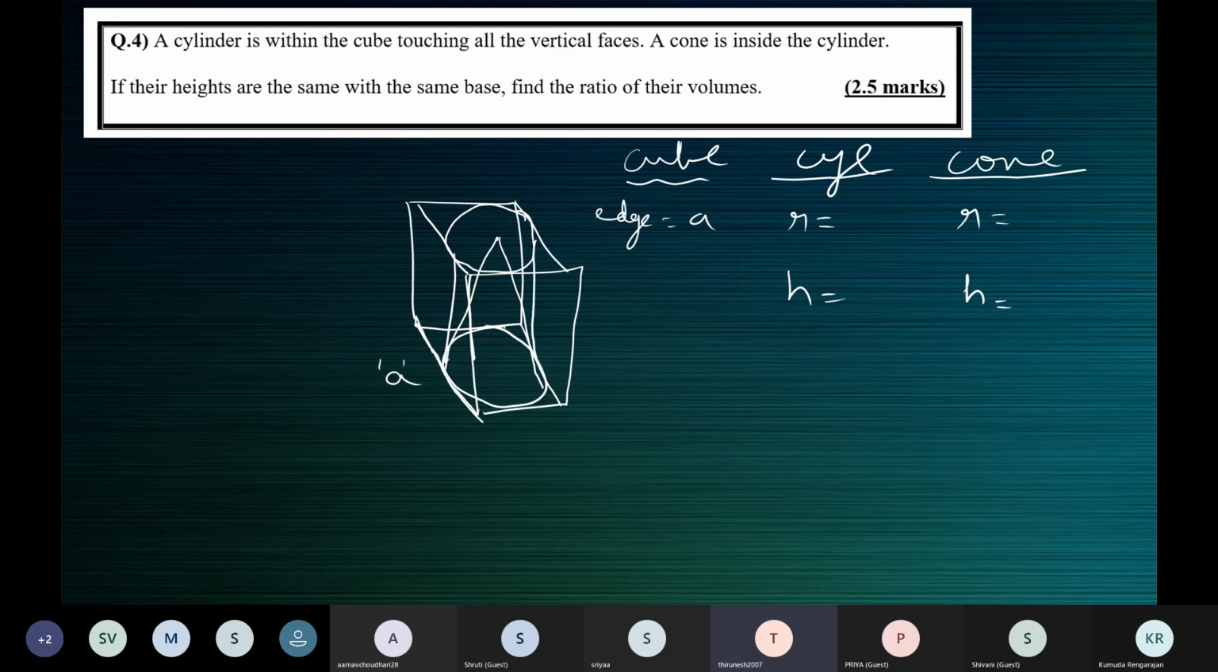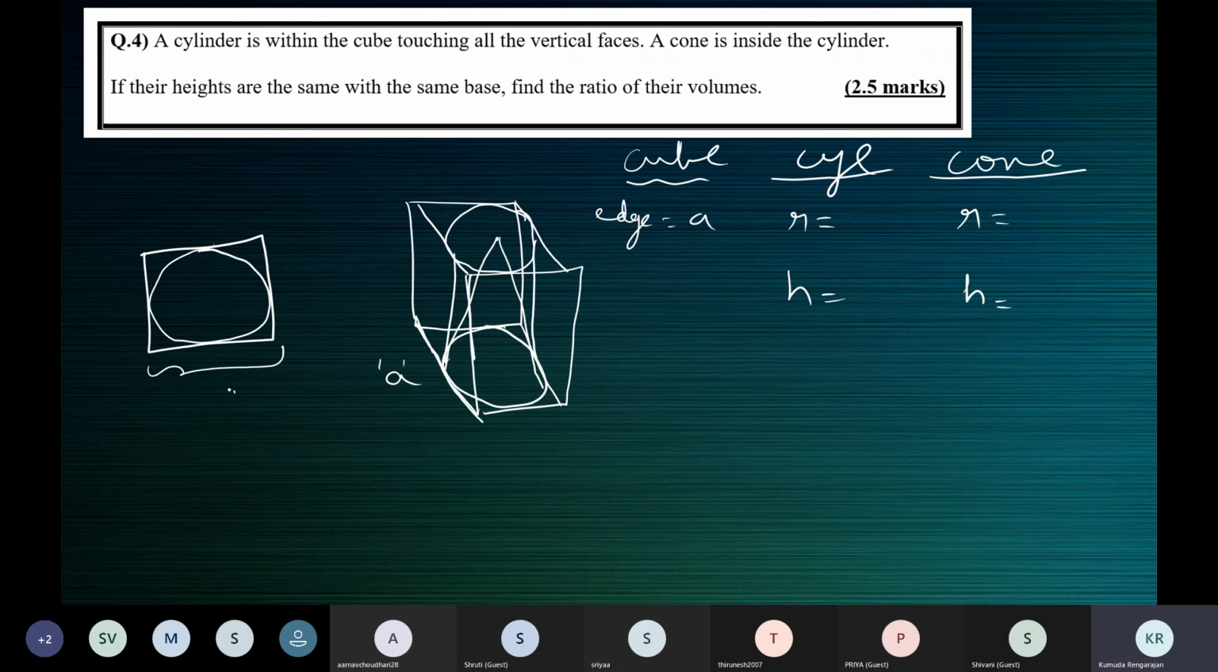A by 2. What is the diameter of the cylinder? A. Yeah, because the circle will touch all the sides like this. And the edge of the cube is A units. That means the diameter of the circle is A, which means the radius will be A by 2.